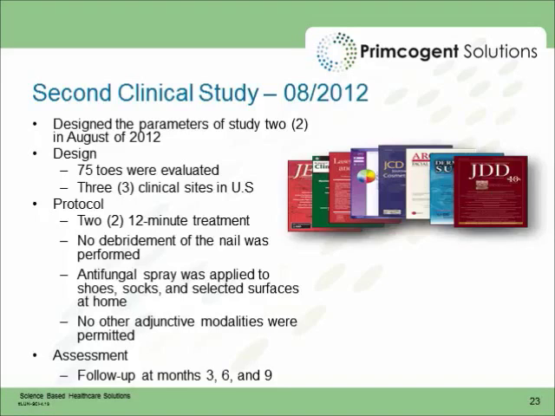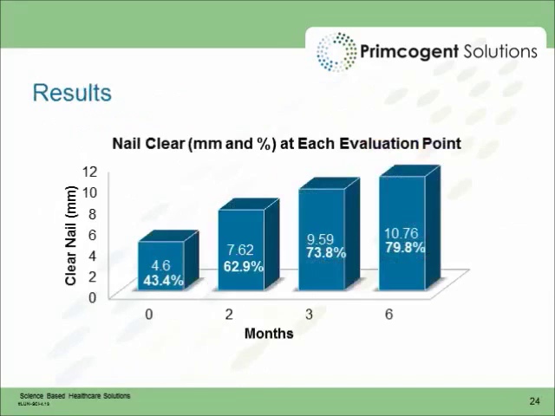Assessment, we had 4 evaluation periods, baseline and months 3, 6, and 9. So well-defined post-procedure evaluation. When we look at the objective data, the nail clearance at month 0, so baseline, across the entire population, the average of nail clearance at baseline was 4.6 millimeters, meaning that 4.6 millimeters of the nail was already clear. This equates to roughly 43.4% of the nail. By month 2, 7.62 millimeters of the nail was now clear. That's 62.9% of the nail. By month 3, 9.59 millimeters of the nail was now clear. That's roughly 73.8% of the nail now clear.